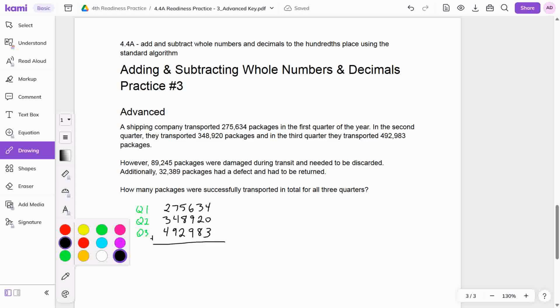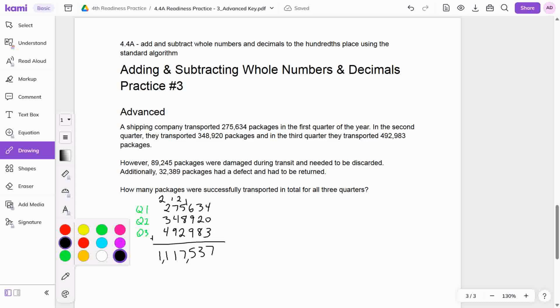So let's add that up. That's a 7, that's a 10, that's a 13. I've got a 7 and an 18, that's going to be 25. I've got a 10, that's a 17. I've got a 10 and 11, that is 21. And I've got 2, 4, 8, 11. So now let's go ahead and put some commas here just so we can make sense of this number. 1,117,537 packages were sent out in those 3 quarters.